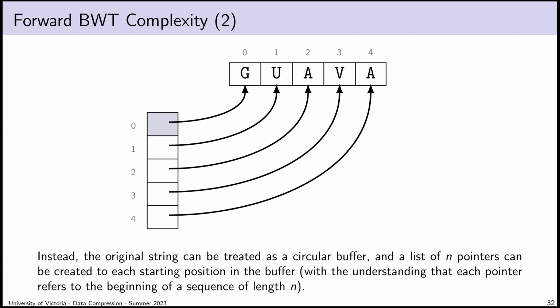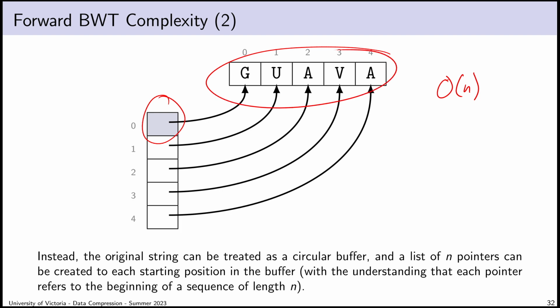So in other words, let's take a look at row number 2 here. When I say row number 2 starts at this character A, what I'm actually saying is row number 2 is A, V, A, G, U, because I just start walking at the A, V, A, and then I wrap around to G, U. We know in advance how long each row is going to be because the string has 5 characters, so every row is length 5. And so I can use this array of pointers to represent all of the rows of the matrix. Each pointer has a constant size, so I'm now down from an n squared data structure to a big O of n data structure, because I've got n space for the original string and n space to represent all n pointers.